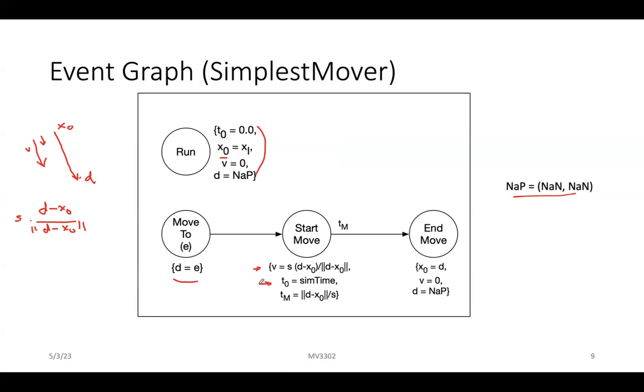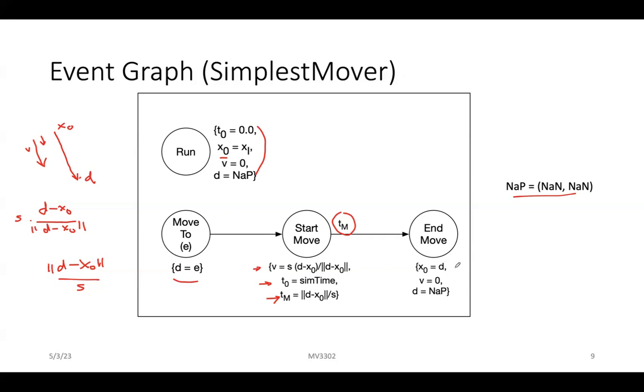And then finally, I need to know what the delay is between when I start and when I end. And what is that? Well, how far am I traveling? This is the norm of this vector. This is how far I'm traveling. And how long does it take if I travel a particular distance at a particular speed? You divide the distance by the speed, and that gives us the delay between when I start moving and when I end move.